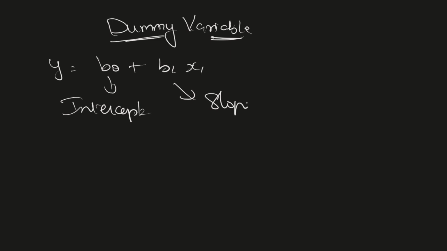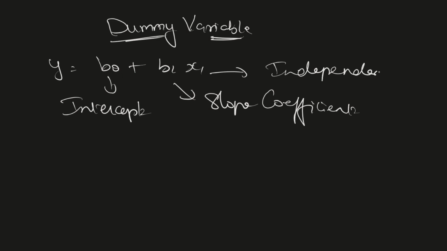Okay. So now before we get into dummy variable, normally we write the equation as y is equal to b0 plus b1 x1. Now b0 indicates the intercept, b1 is the slope coefficient, and x1 is the independent variable. The value of this independent variable can range to any number.